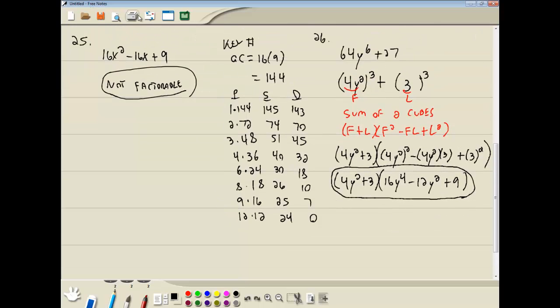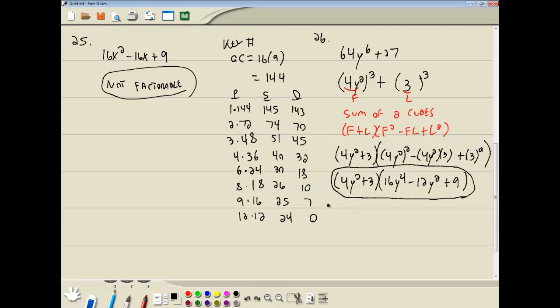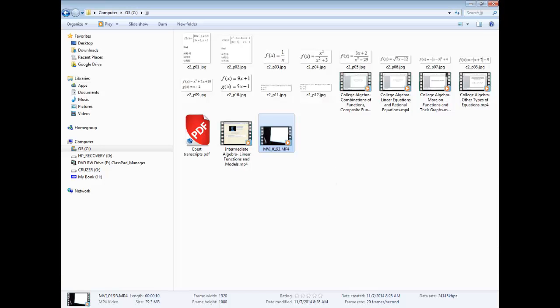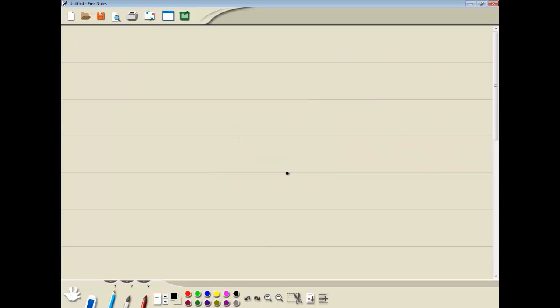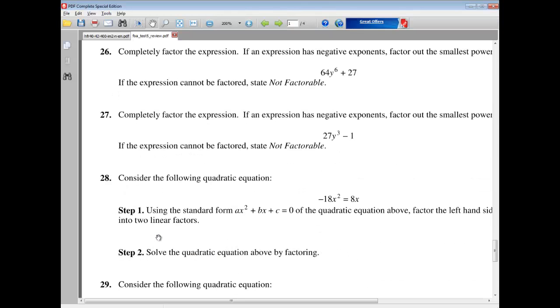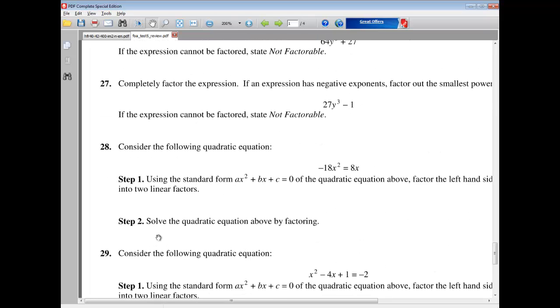And let me start a new page. So let's look at 27. How many problems there are. We're just about done. Only 30.